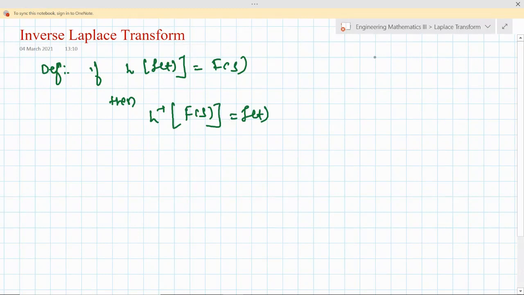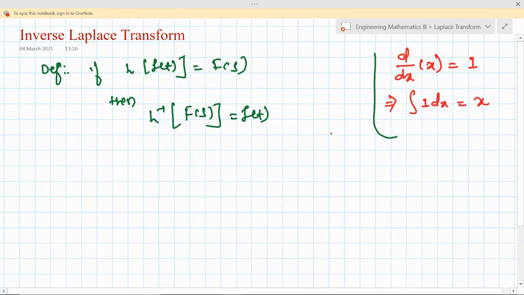It's just like the derivative and integration. Suppose d/dx of x is equal to 1, then from this, the integration of 1 is nothing but x. The same thing is here. Whatever the Laplace of f of t, suppose it is F of s, then the inverse Laplace of F of s is nothing but f of t. This is the definition. Okay, so let us see the inverse Laplace of some standard functions.